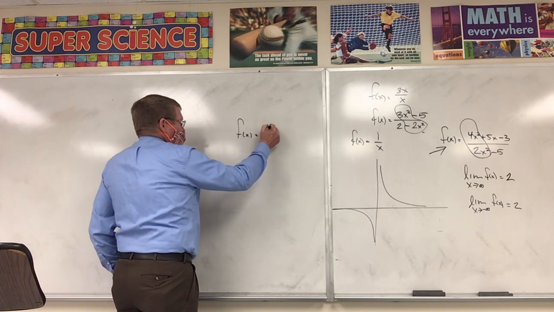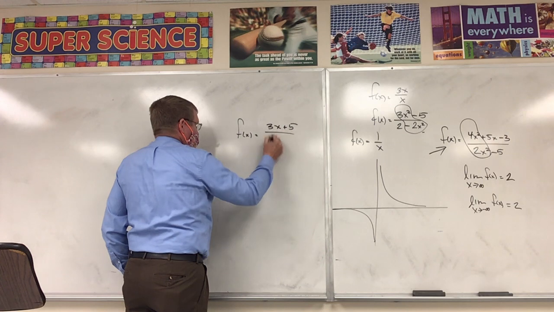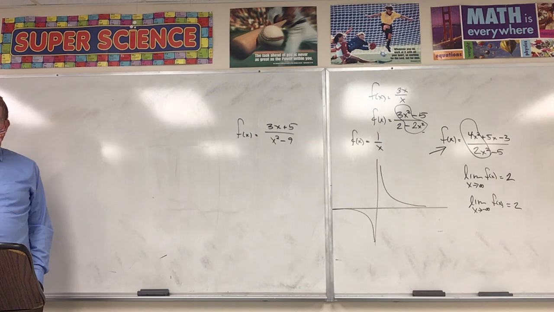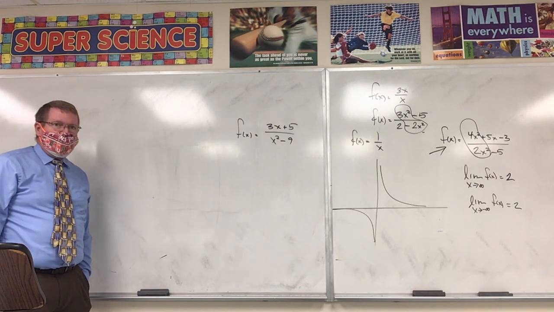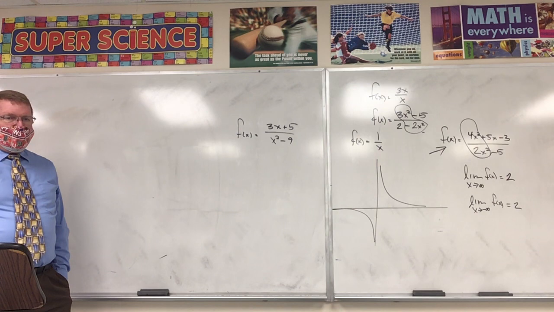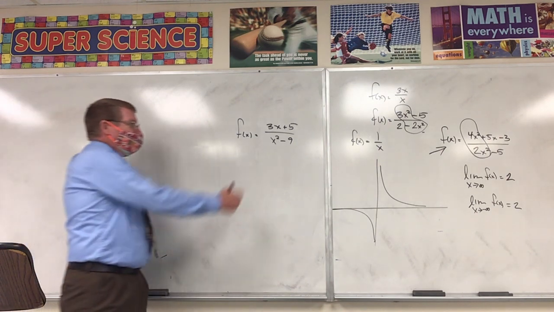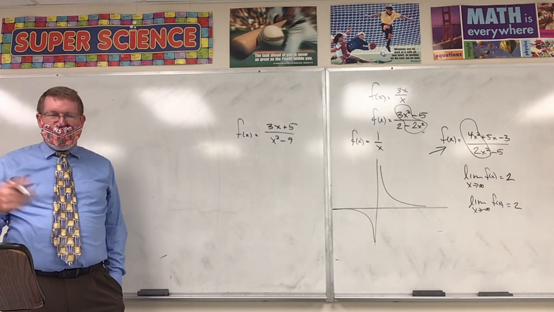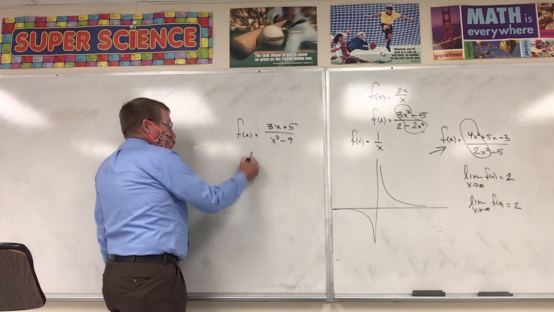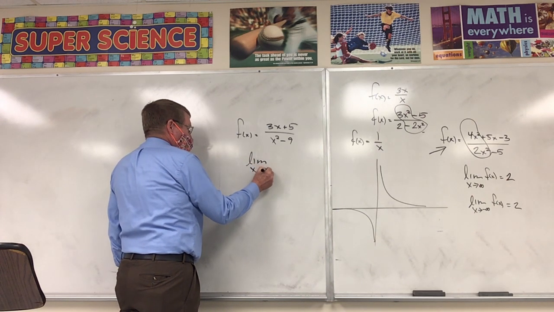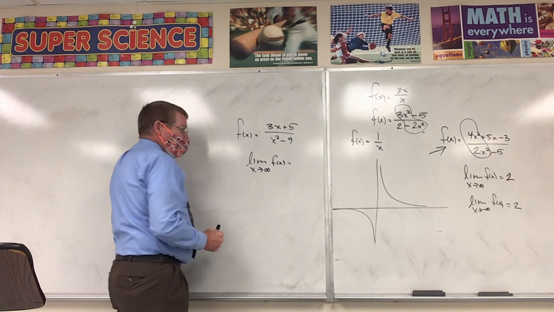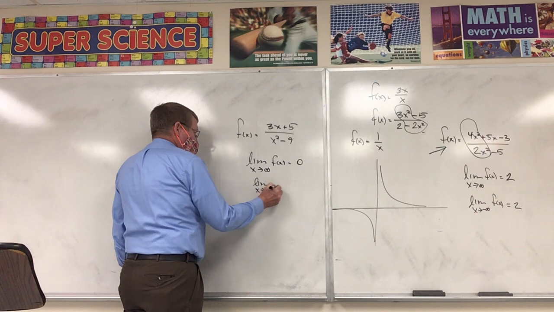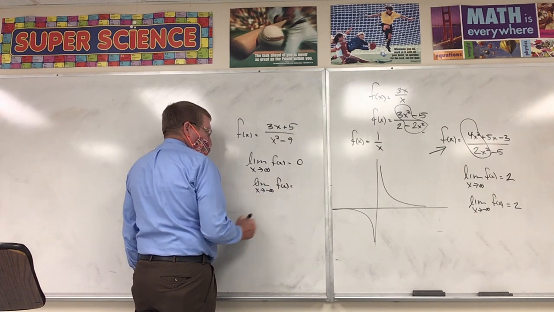If I had f of x equals 3x plus 5 over x squared minus 9, my horizontal asymptote would be at 0 because I have 3 over x. Any form of 1 over x is a horizontal asymptote at 0. So here I would have the limit as x approaches infinity of f of x equals 0, and the limit as x approaches negative infinity of f of x equals 0.